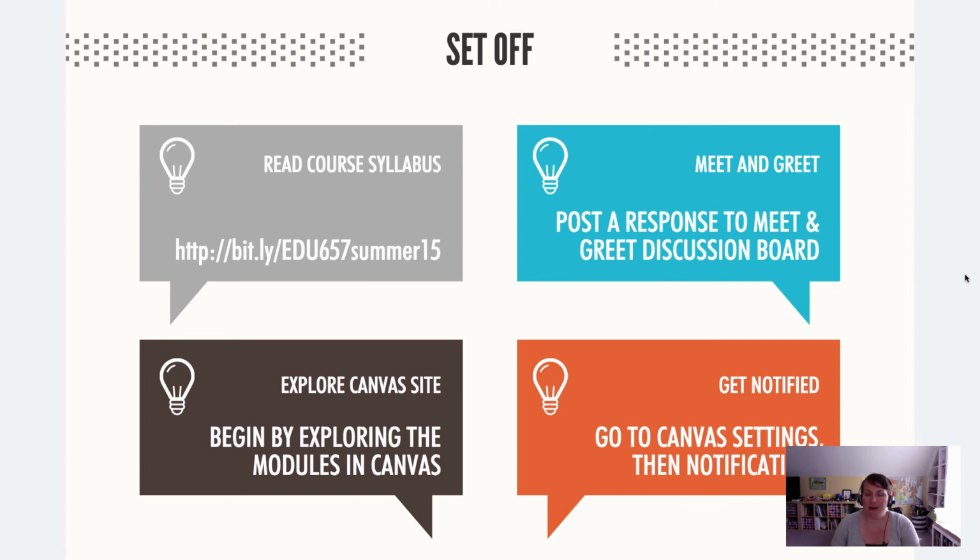And finally, I would recommend taking just a couple of minutes to go to Canvas settings and turn on notifications for different types of course content. Once you turn on notifications, you can receive email notifications about new content that's posted in the course, and that's a great way to stay connected and stay informed.